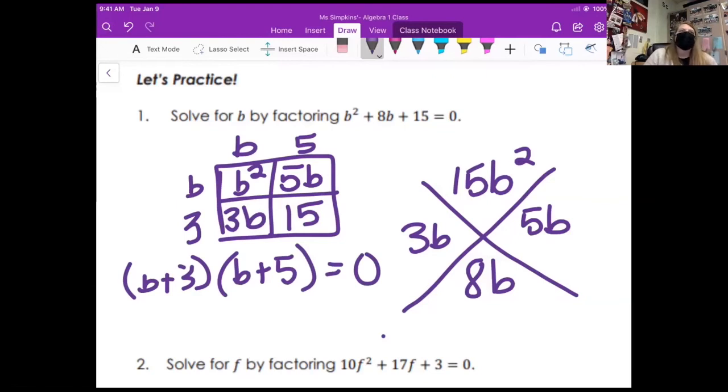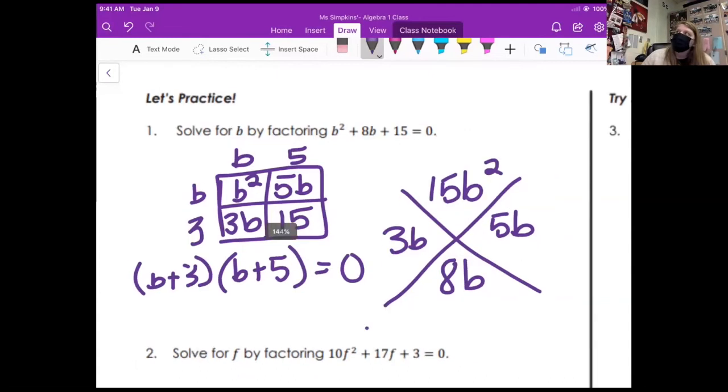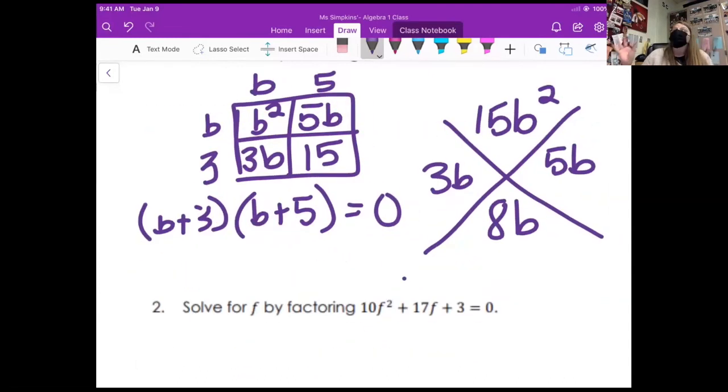So tell me what you know. If I multiply 2 things by each other and my answer is 0, what has to be true? 1 or both. Yeah, at least 1 has to be 0. So we actually did this at the beginning of the year. You may or may not recall. We're going to set each of those equal to 0. So B plus 3 equals 0 and B plus 5 equals 0, because this would give me my 2 possible answers.